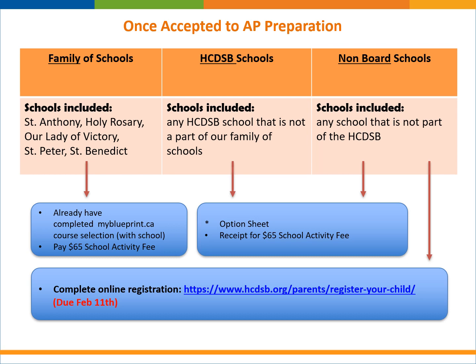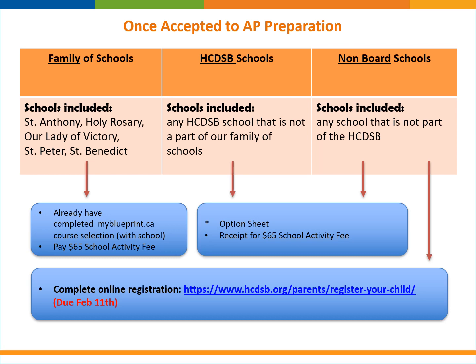They can choose the AP courses they will be applying to through their MyBlueprint accounts, but also must apply for these courses through the online application previously discussed in the past slide. A $65 school activity fee should also be paid through the school's School Cash Online account. For HCDSB schools that are not within the 5 family of schools, successful applicants will be emailed a fillable course selection form known as an option sheet, whereby they can select their accepted AP courses and other courses to be taken in the grade 9 year.